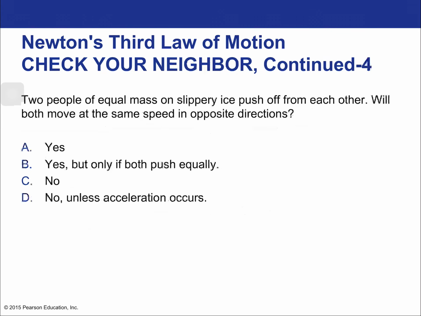Okay? So, two people of equal masses on slippery ice push off from each other. Will both move at the same speed in opposite directions? Equal masses. So what do you think? So we got an idea about unequal masses, but can we be confident that there's a result if they have equal masses? Think about it. Think about Newton's second law. Think about the fact they have to experience the same force.